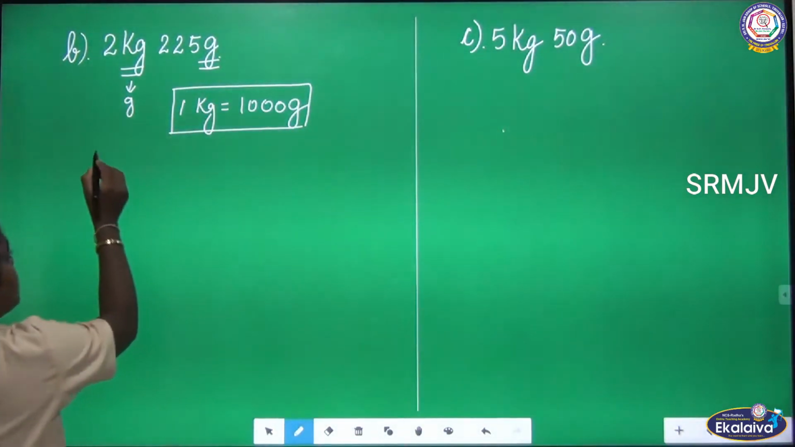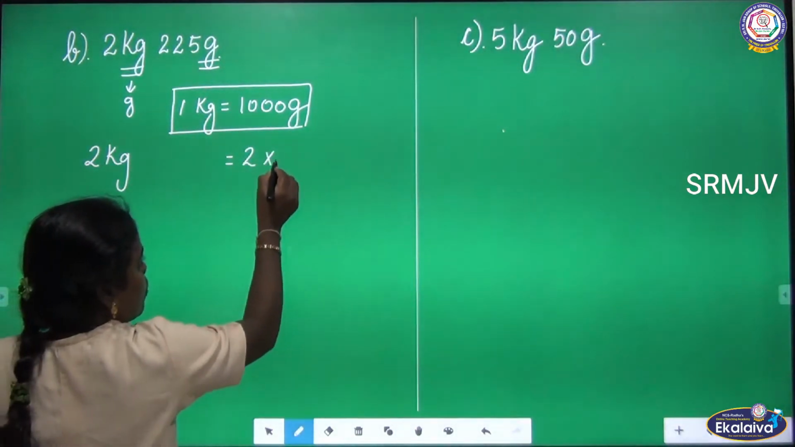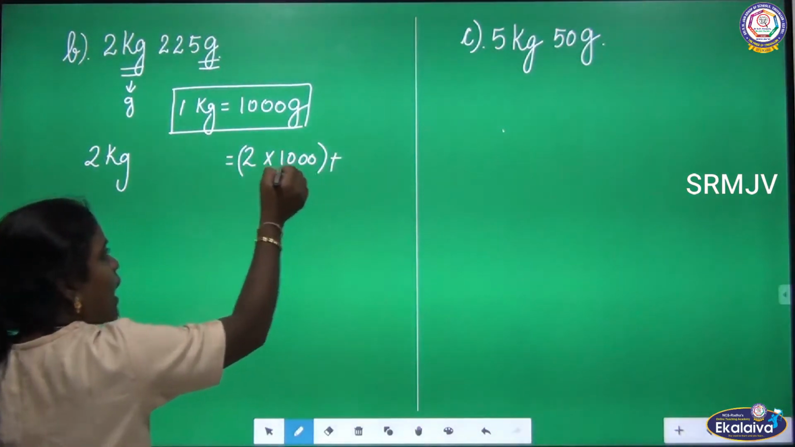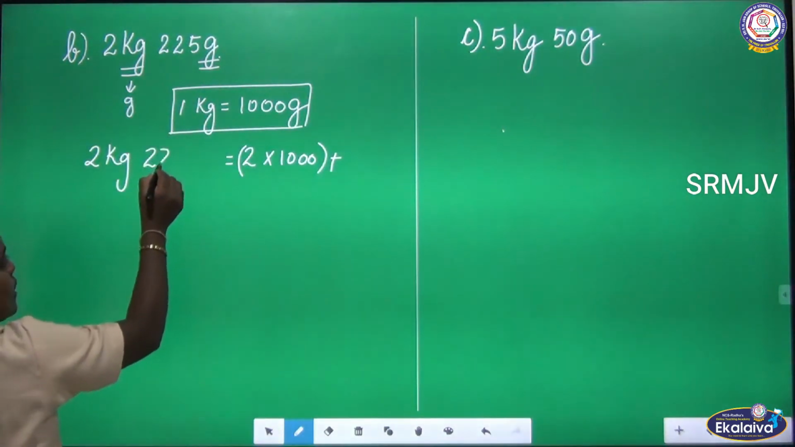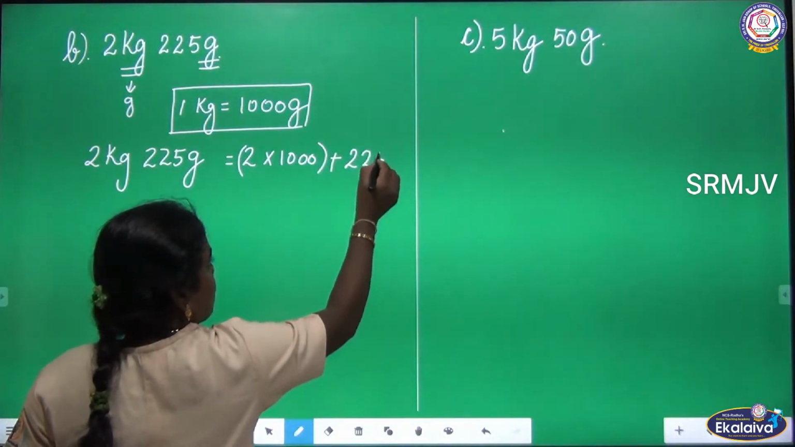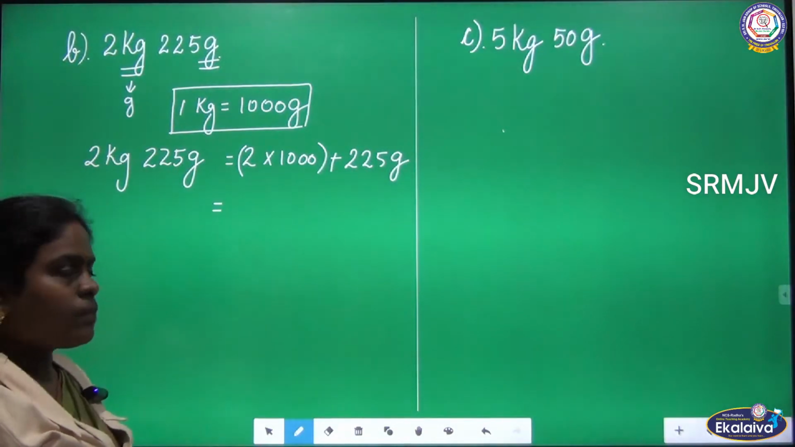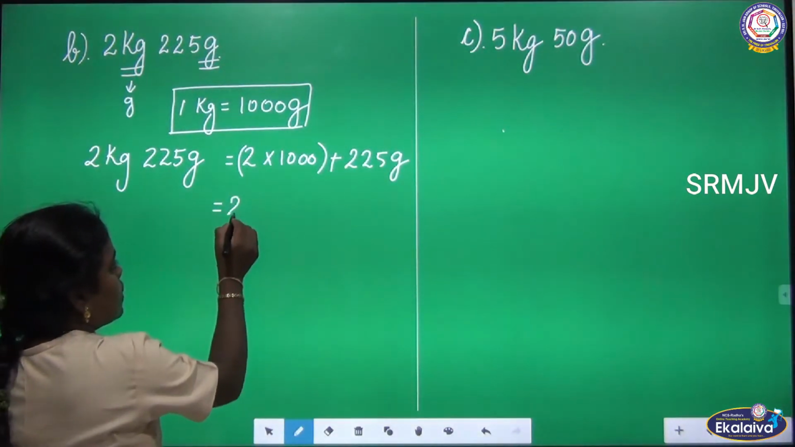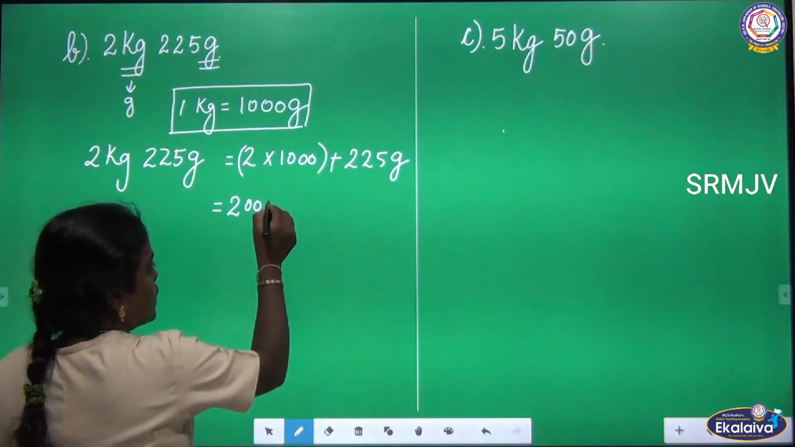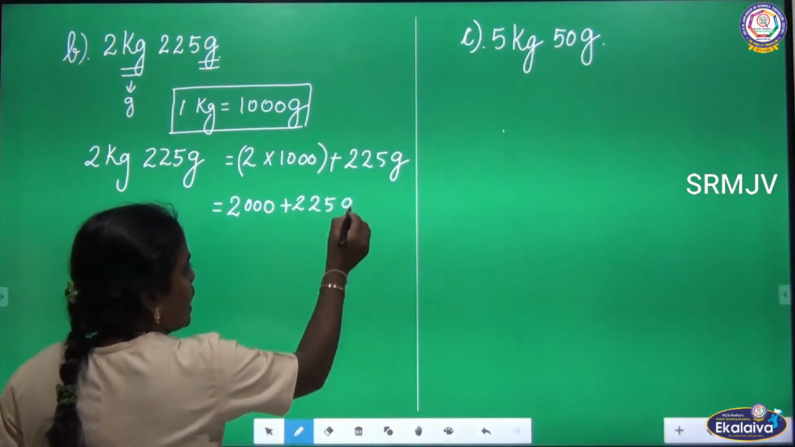So here 2 kilogram is given. First you have to multiply 2 by 1000. After the conversion add 225 gram. So multiply the numbers 2 and 1000. It is 2000. The given number is 2. After the number I am going to put 3 zeros plus 225 gram.